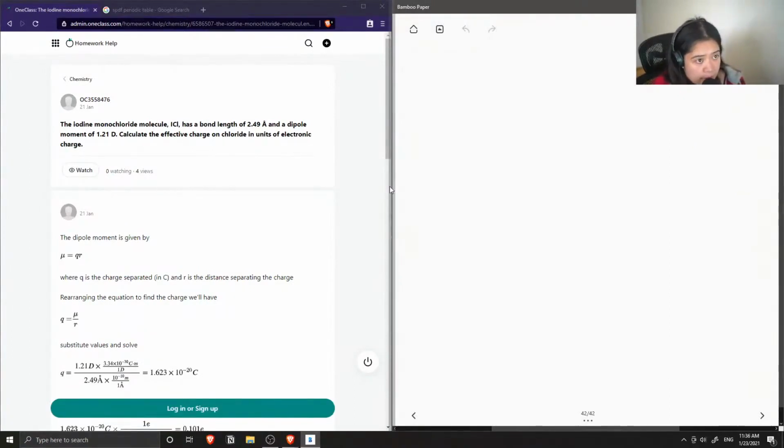Okay, so question 11. The iodine monochloride molecule, ICl, has a bond length of 2.49 angstroms and a dipole moment of 1.21 D. So this is called a dipole. Calculate the effective charge on chlorine in units of electronic charge.